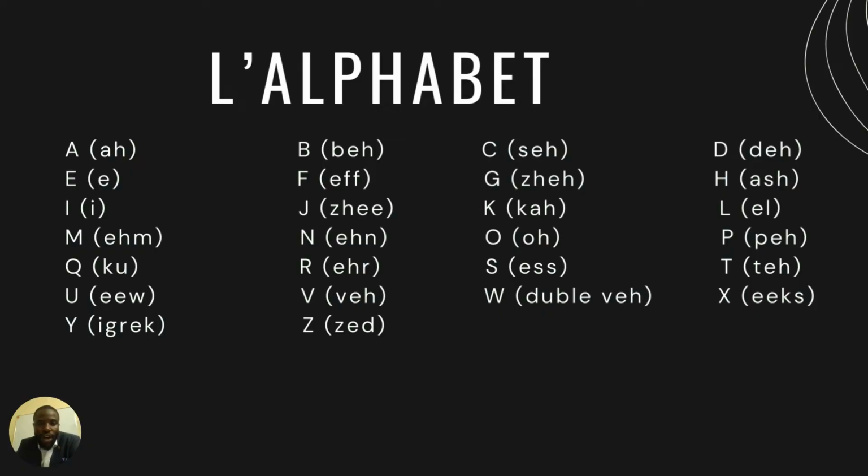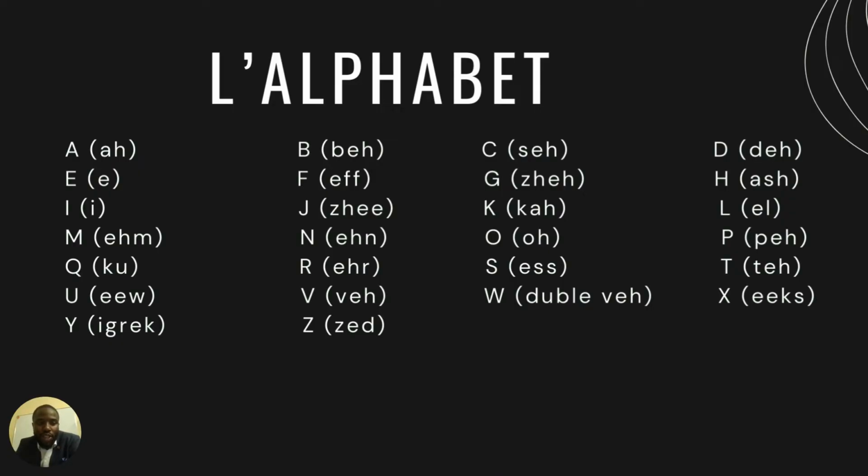l'alphabet, which is the alphabet in what? In French. L'alphabet is the alphabet in French. So the alphabet in French has 26 characters, just like the English one. Same orthograph, meaning they are written exactly the same way, but the difference now is in pronunciation.